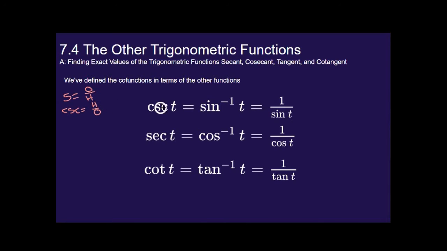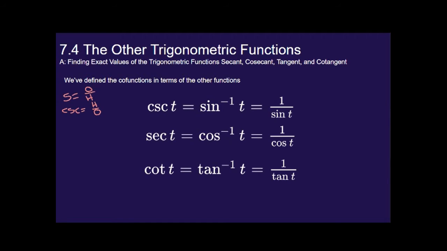It's the inverse. So we can say that cosecant of t is equal to sine inverse of t, which is the same as 1 over sine t. And then the same rules follow for the other cofunctions. Secant of t is equal to cosine inverse of t, which is equal to 1 over cosine of t. And cotangent of t is equal to the tangent inverse of t, which is equal to 1 over tangent t. Okay, so if you're not solid on these, you need to go back and review this. You need to remember which ones are the reciprocals of the other ones.